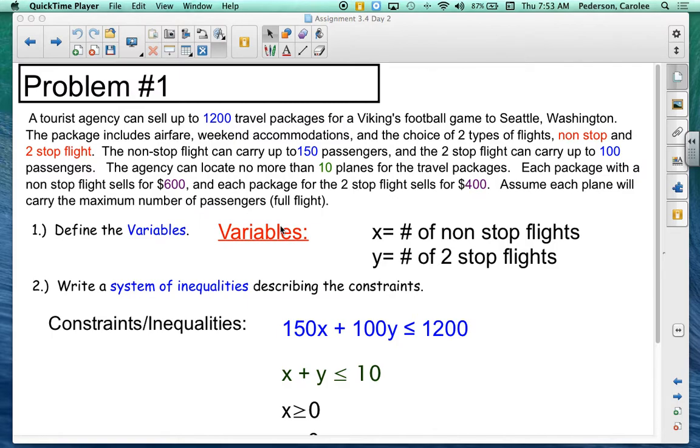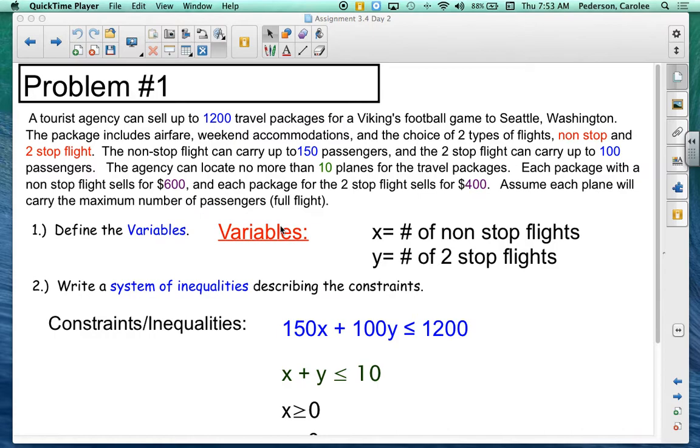The agency can allocate no more than 10 planes for the travel package, so think about 10 planes heading out to Seattle to go to this Vikings game. Each package with a non-stop flight sells for $600. And the two-stop is a little bit cheaper because it has more stops, $400. Assume that each plane can carry the maximum number of passengers, a full flight.